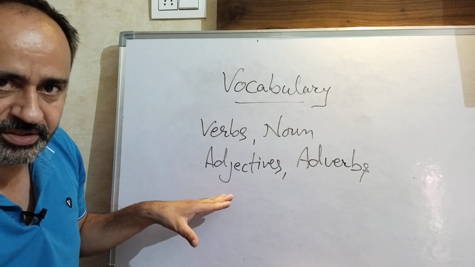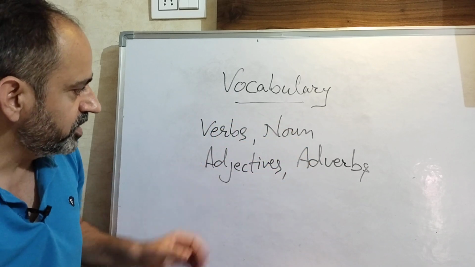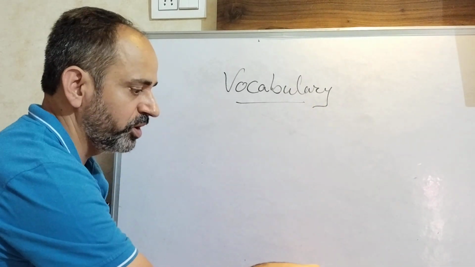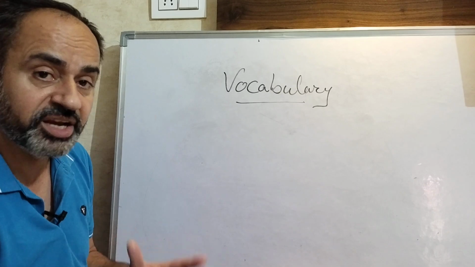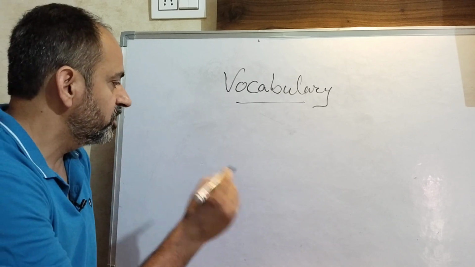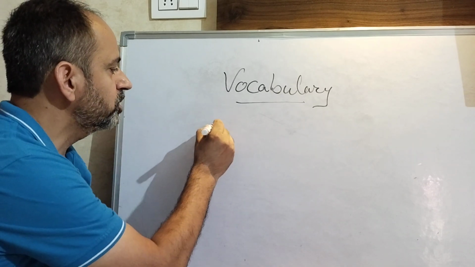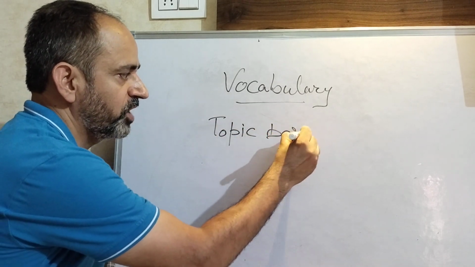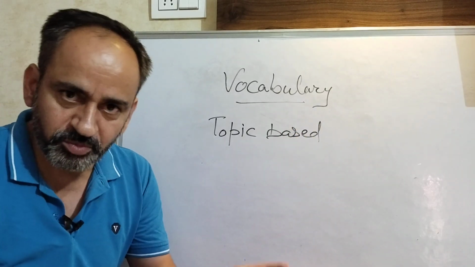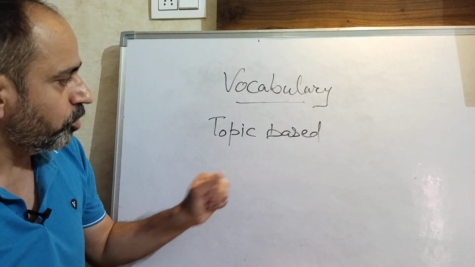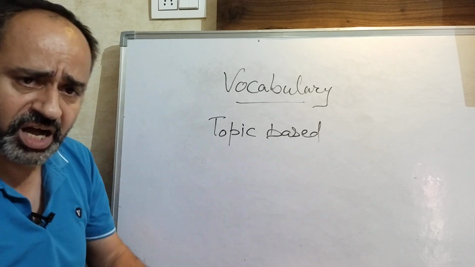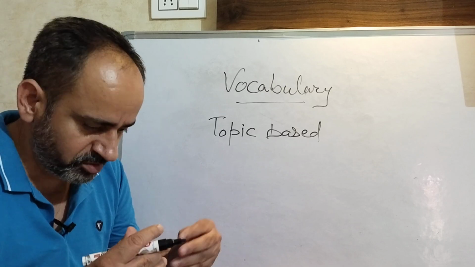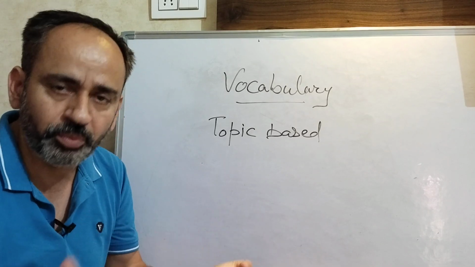These 4 categories are there for vocabulary, and to learn them, note them somewhere in your notebook or make a diary, and collect vocabulary according to the topic. This is the best way, topic based vocabulary. And you have to do these things before starting your IELTS.